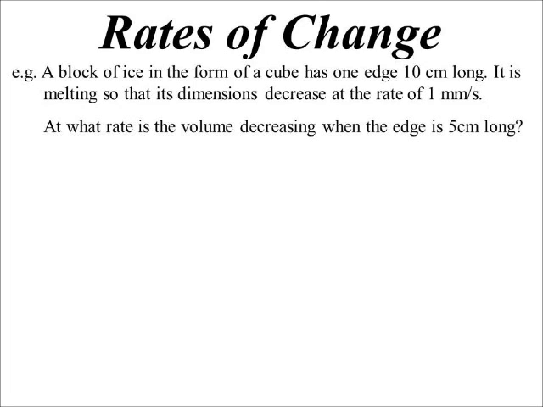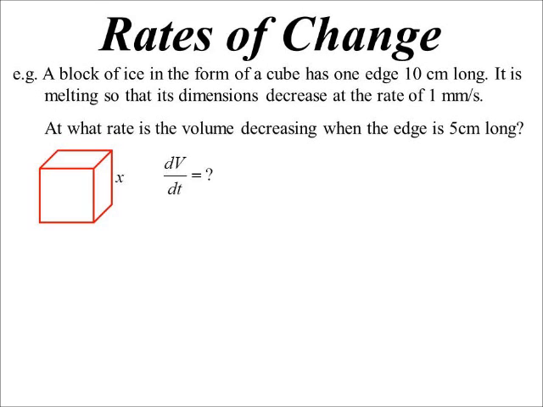What we're interested to know is once it gets to 5 centimetres long, so half of the edge is melted away, what rate is the actual volume decreasing? Okay. So there's my little block of ice there. I'm just going to call the edge length x. Now, I want to know how volume is changing as time changes. So there's my rate, dV/dt. How does volume change with respect to time? And I want to come up with a formula for this.